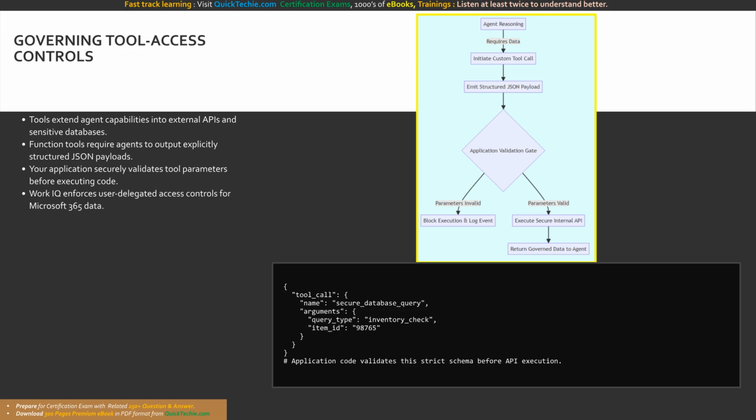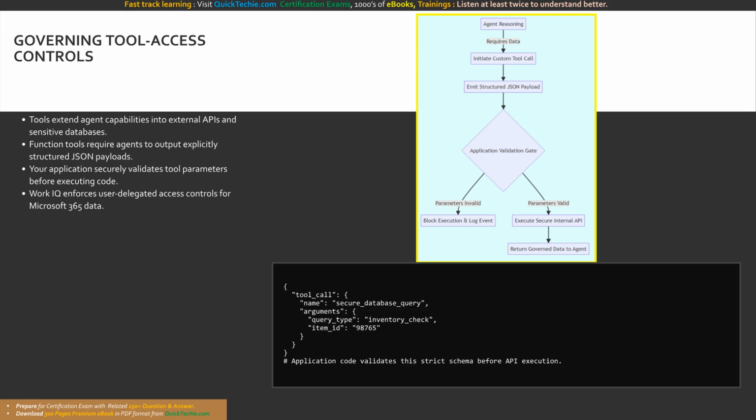Your application code captures this JSON payload, securely validates the parameters, and then executes the local custom code. By forcing the agent to communicate through these rigid, explicitly defined interfaces, you establish incredibly clear, heavily monitored operational boundaries. Furthermore, data access must be strictly governed.